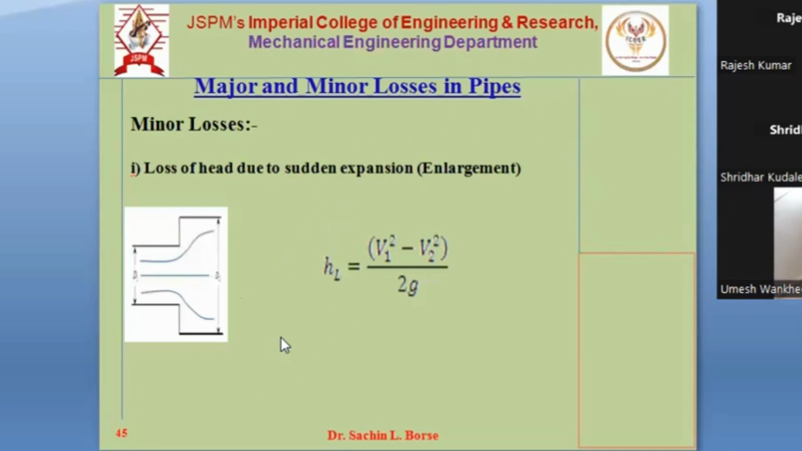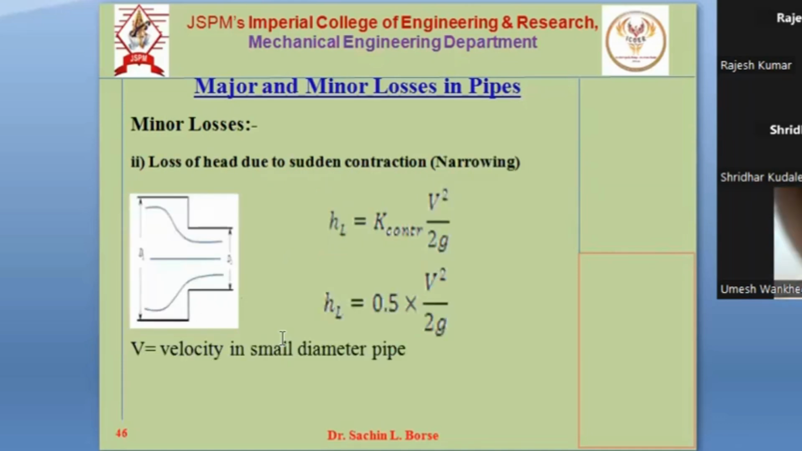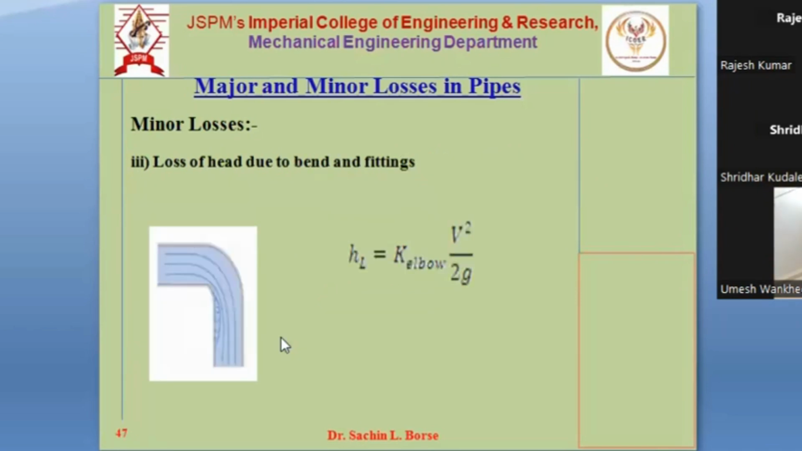Exit loss we calculate like this: it is (V1² minus V2²) divided by 2g. This is the contraction loss if there is a sudden reduction in the pipe diameter. This is the loss because of a bend. The loss coefficient K for elbows is available in the books or the design manuals.